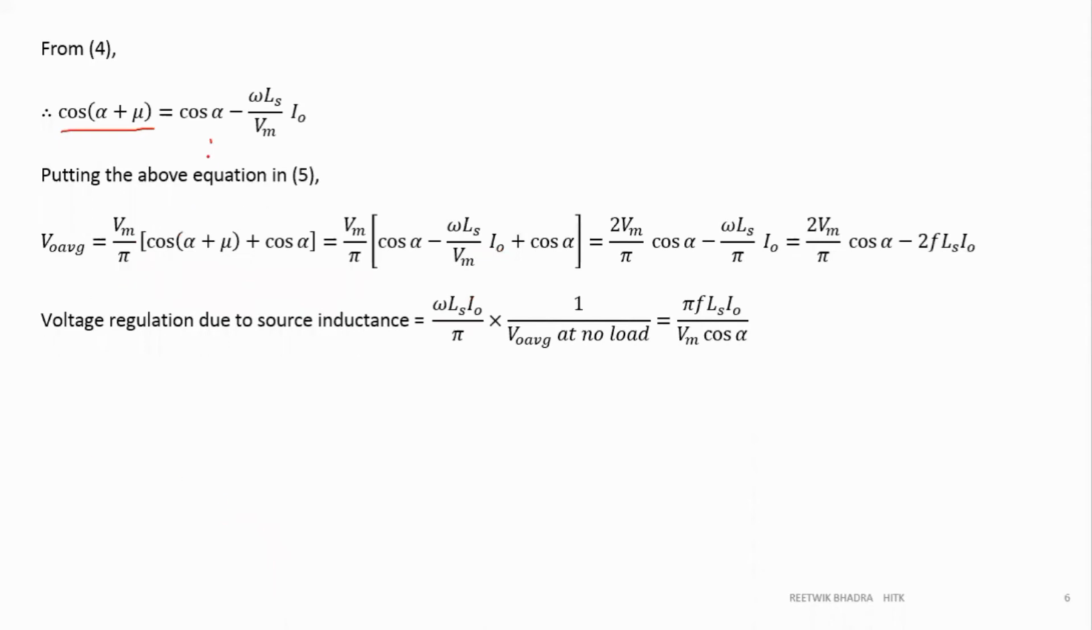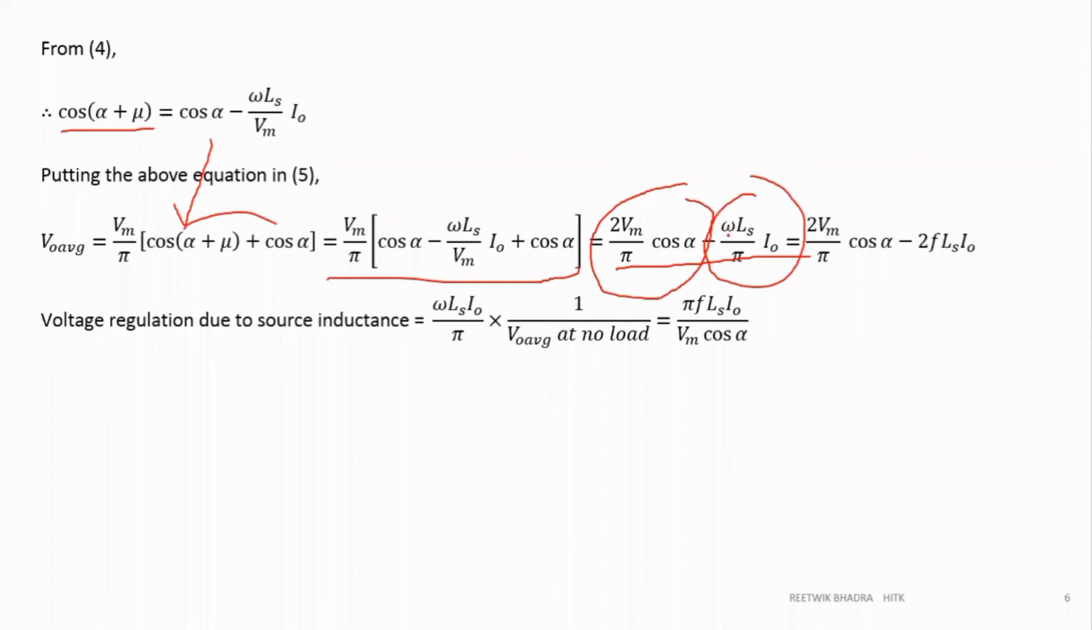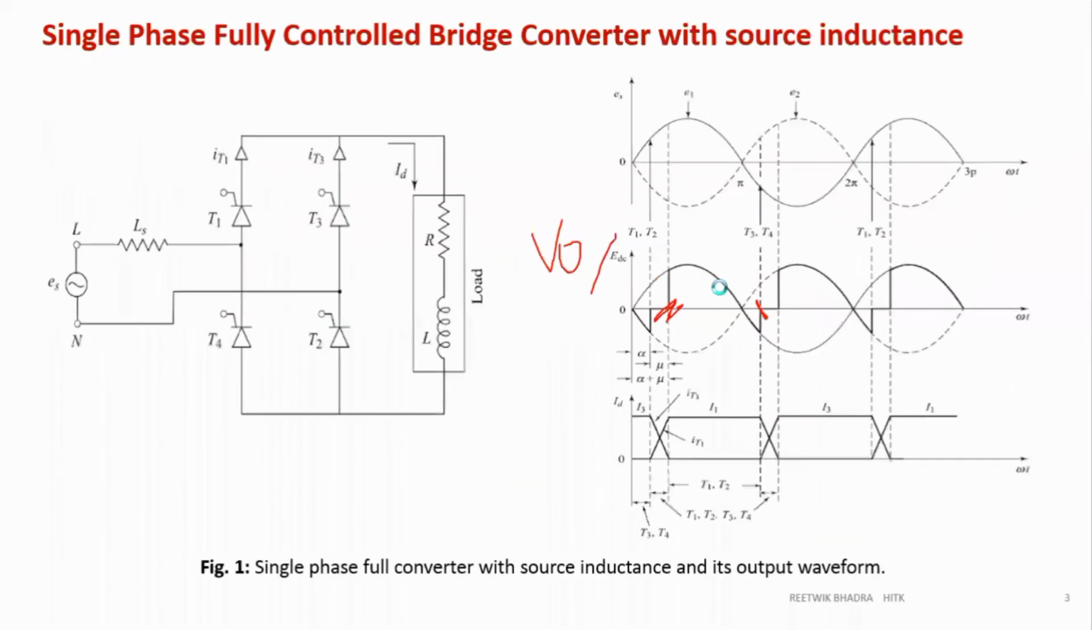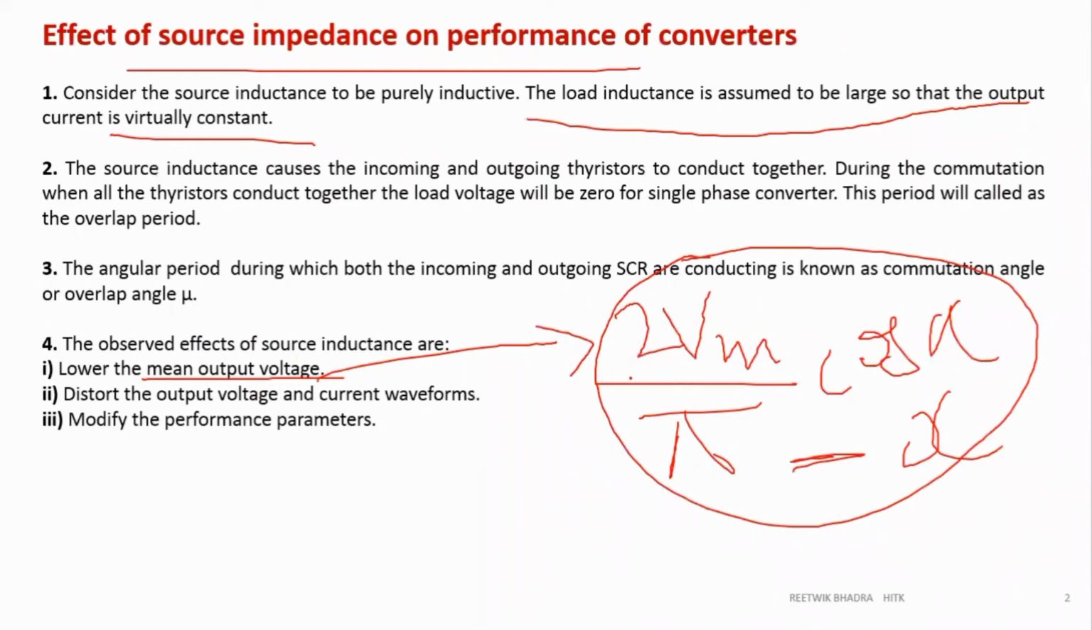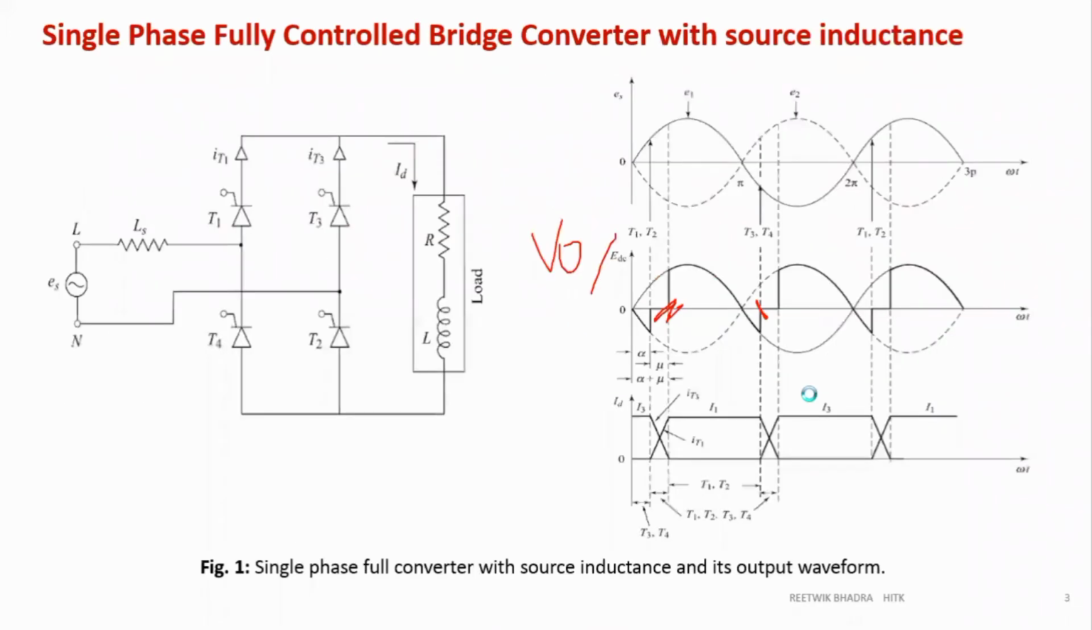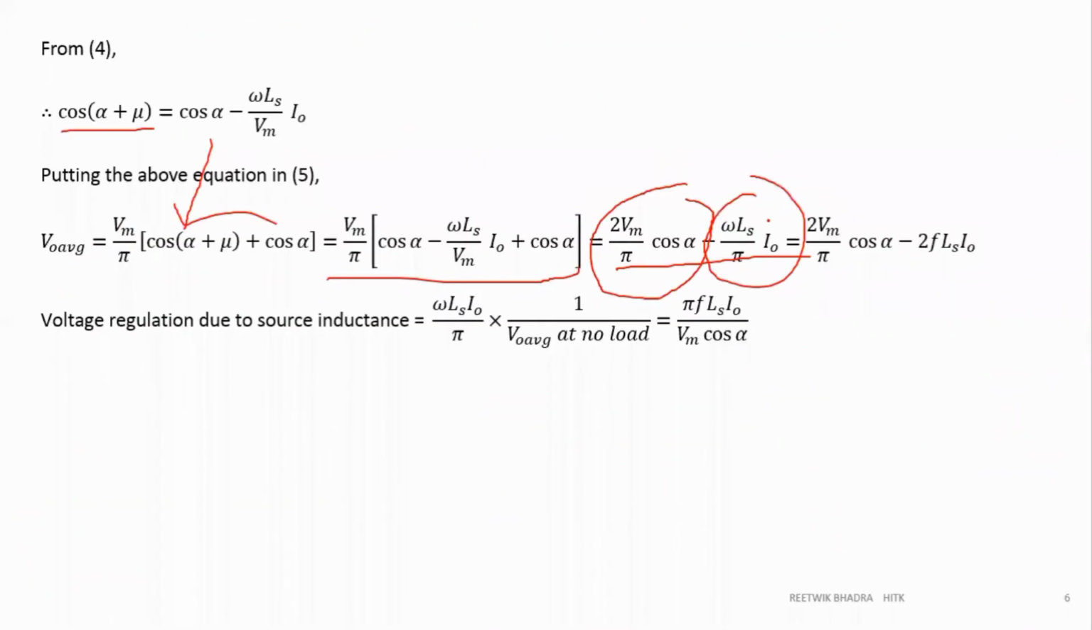So I have substituted this over here, done some calculation and calculated this value. Okay. So what is my value? You are seeing the actual value minus the drop across Ls. And omega can be written as 2 pi f. That pi cancels out and gives you this one. So this is what I was saying at the first. The mean output voltage is lowered by some value called X. What is that X value? We have determined. That is omega Ls by pi I naught.